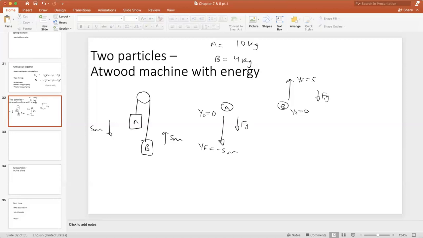So let's talk about this for a second. I know that V initial is 0 and V initial is 0, and I don't know V final. I want to know V final of both of these, and they have to be the same because they're on stretchless runners. We talked about that in our exam. But notice this: gravity is going to do positive work on A because the displacement of A is down and gravity is down.